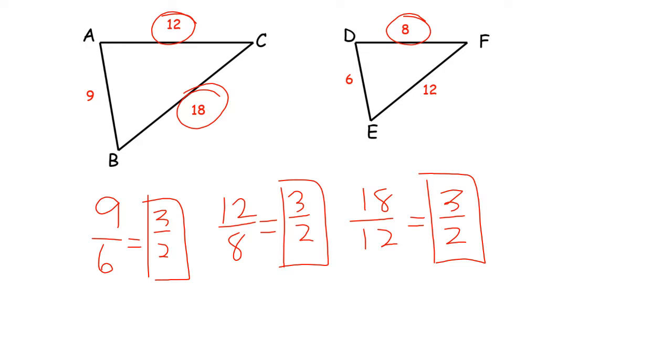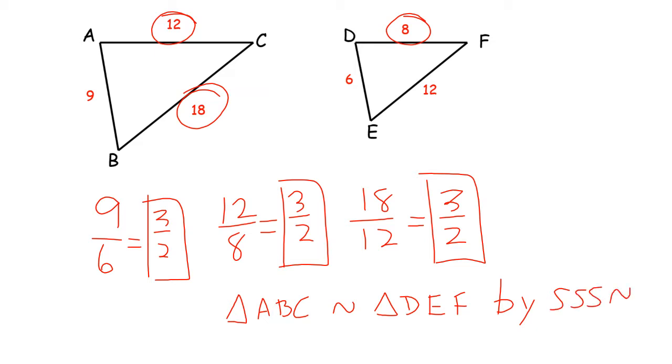But since all three are the same, I can say that triangle ABC is similar to triangle DEF by side, side, side similarity. So if one of those is not the same, then you make a statement that these are not similar and state why, because the ratios are not the same. All right, one more.